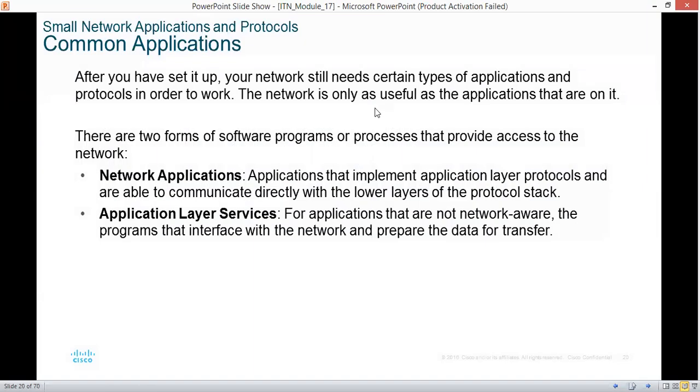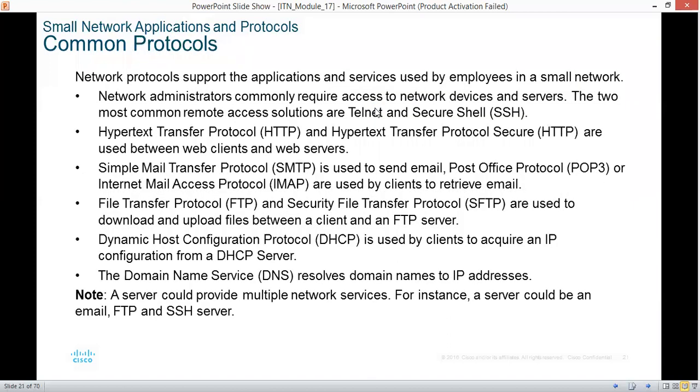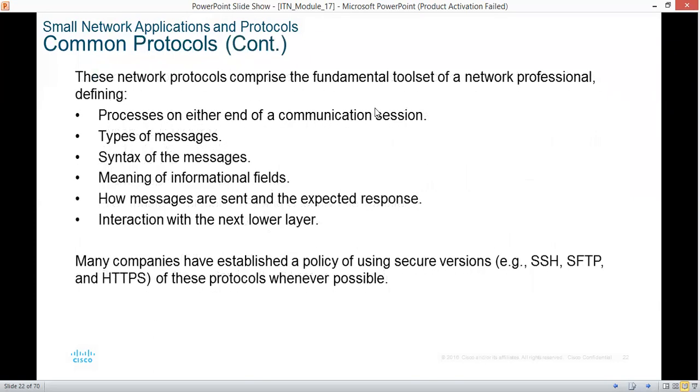And then common applications. After you have set up your network, you still need certain types of applications and protocols to work on it. The network is only as useful as the applications that are on it. There are two forms of software programs or processes that provide access to the network: the network applications and the application layer services. Please always note that down. And then the common protocols. I think we've mentioned all these protocols. It is high time you also review them again. They are needed on the network.